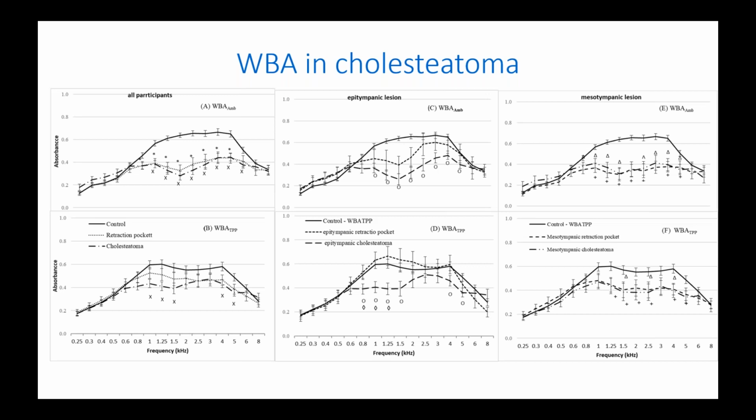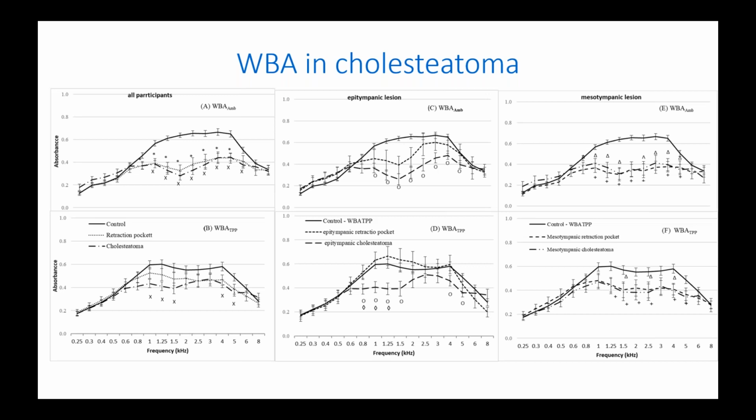Some conditions have very little results, and cholesteatoma is one of them. If you look at cholesteatoma as a group, you can see that absorbance is reduced whether you do an ambient measurement or a TPP. But interestingly, the absorbance pattern tends to vary with whether it is an epitympanic lesion or a mesotympanic lesion, and whether it is epitympanic cholesteatoma or in the beginning stages as a retraction pocket.